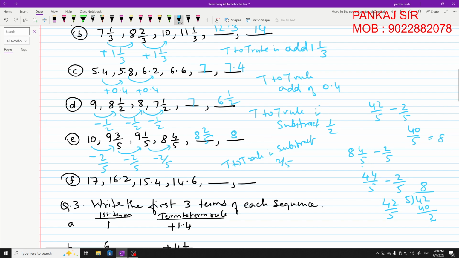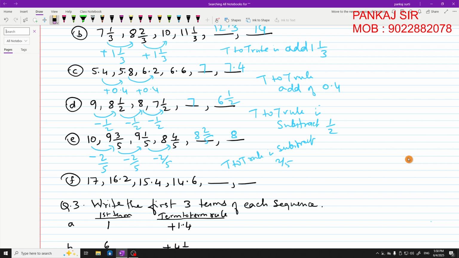Okay. So this is how we have to get the answers for this. These are good questions on sequences, where you learn to understand what is meant by term to term rule, how it is determined, and how you get the remaining terms. Okay. F, the last one.